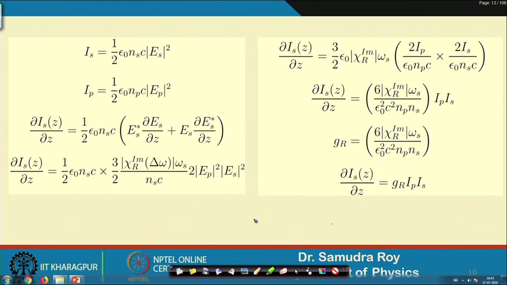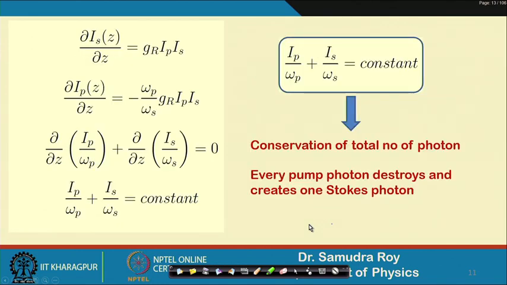Now we have two equations, one for signal and one for pump. If you calculate in a similar way for the pump, you will get a similar kind of equation. I can give this as homework to you: calculate the pump equation. This is the signal equation and this is the pump equation. The pump equation will come exactly in the same way. G r is a gain coefficient, which is also defined.